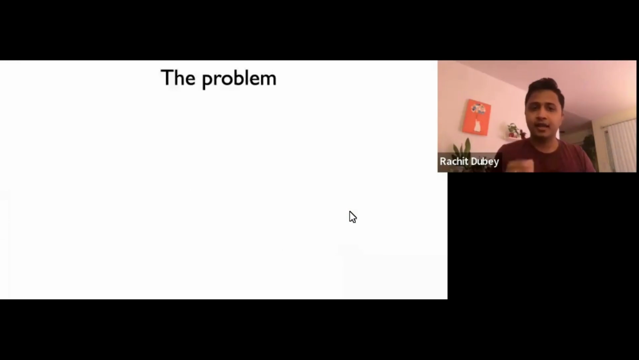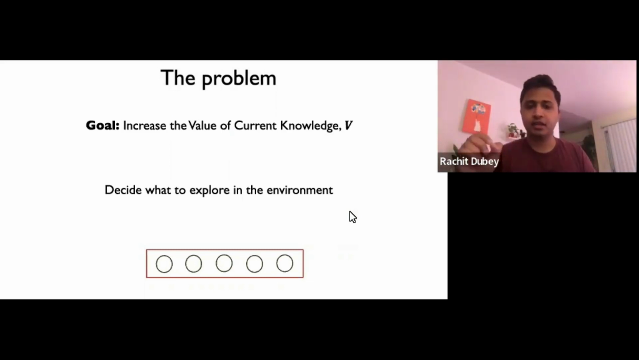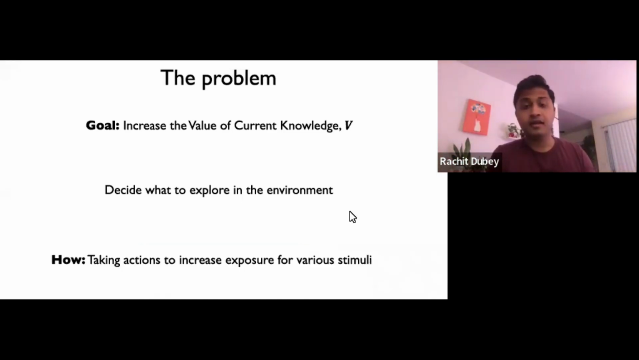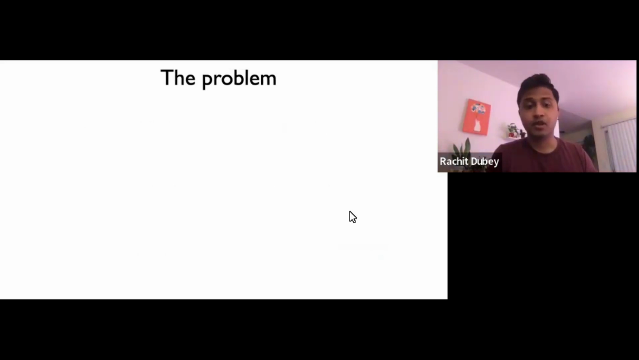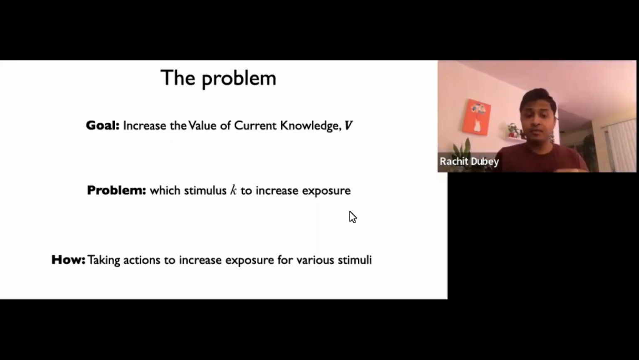So now let's go back and think about the computational problem the agent has to solve. Recall that the goal of the agent is to decide what to explore in the environment to maximize rewards in the future. So in other words, the goal of the agent is to increase the value of its current knowledge V that we just described. And this is because if the agent increases the value of knowledge, then that means it is directly increasing its chances of getting rewards in the future. And it can achieve this goal by taking actions to increase exposure for various stimuli in the environment. Because remember, increasing exposure will increase confidence, and increasing confidence will in turn increase the value of the knowledge. So the computational problem that the agent has to solve is to simply decide which stimulus to increase exposure for.